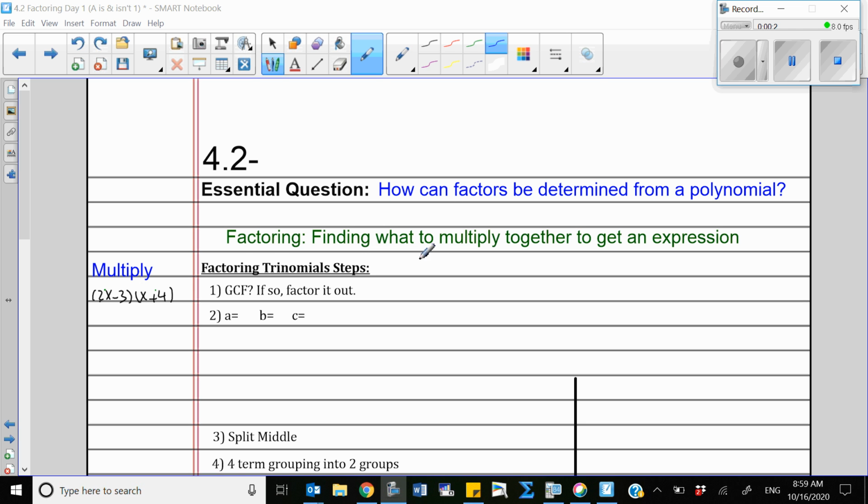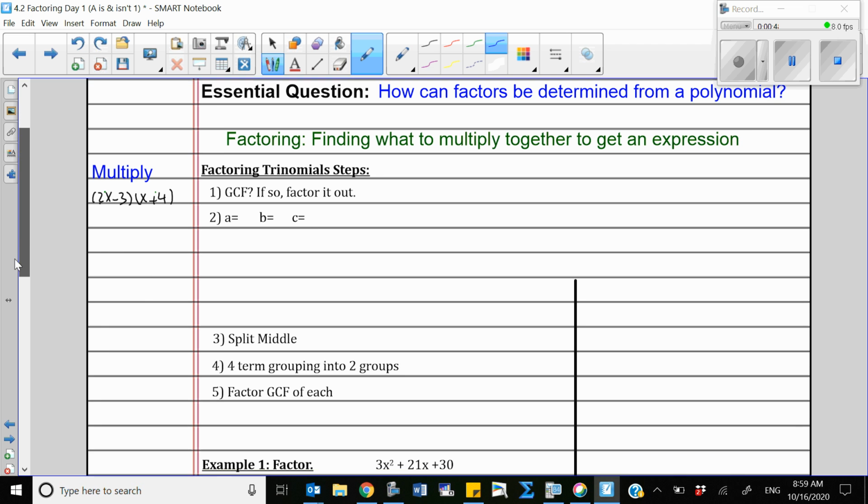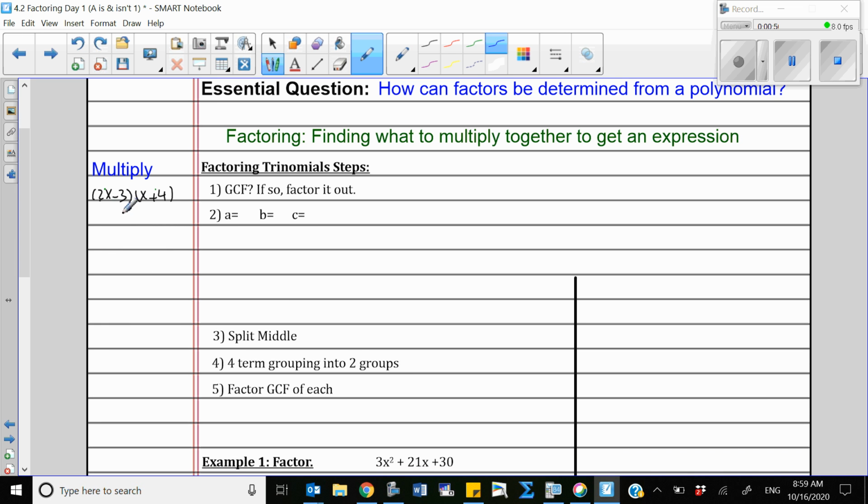Factoring is finding what to multiply together to get an expression. Factoring is actually opposite of multiplying. For multiplying, we get two or more things and we multiply them together and we get an expression. For factoring, we have that expression and we want to find those things, like maybe two or more than two things that we need to multiply to get that expression. Okay, so first let's practice a little bit more about multiplying, which we have learned before.